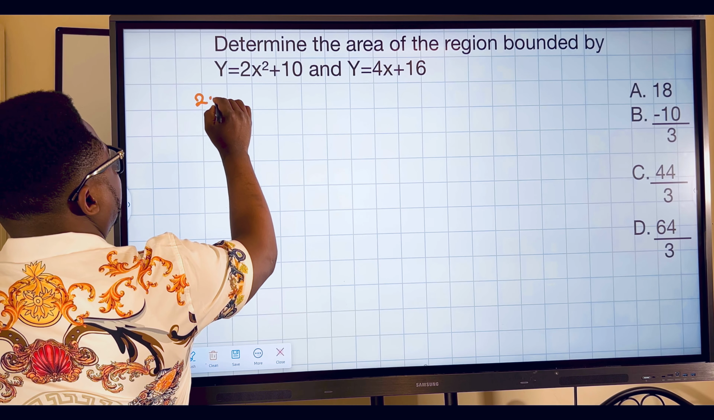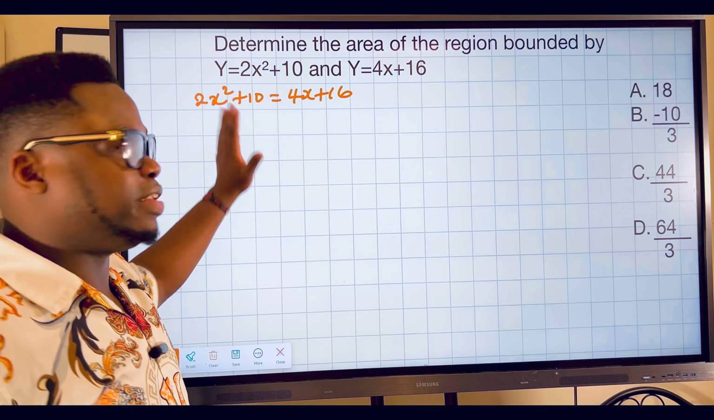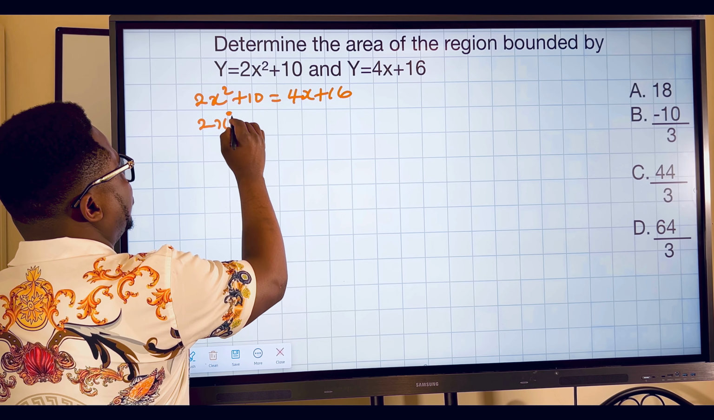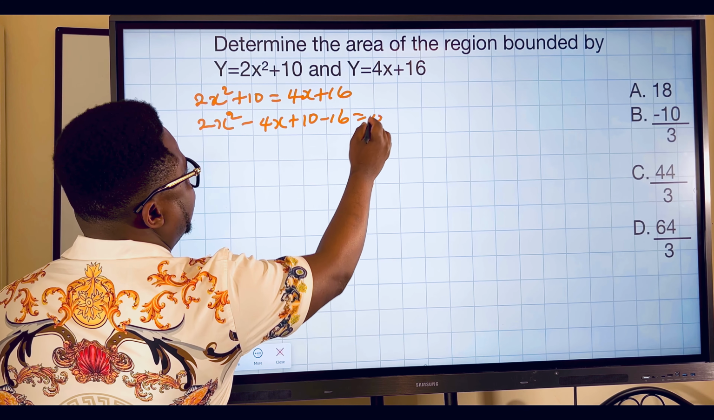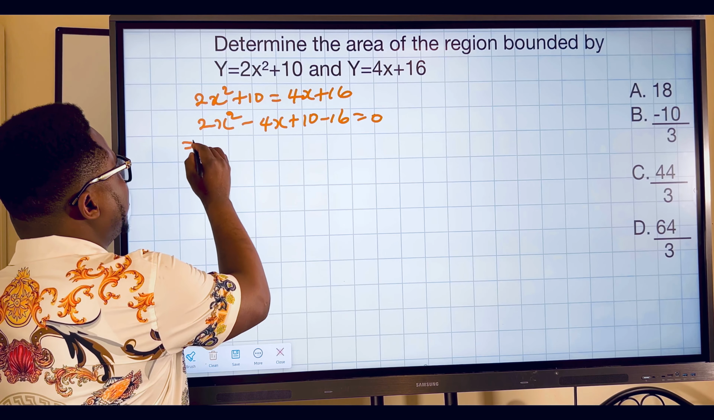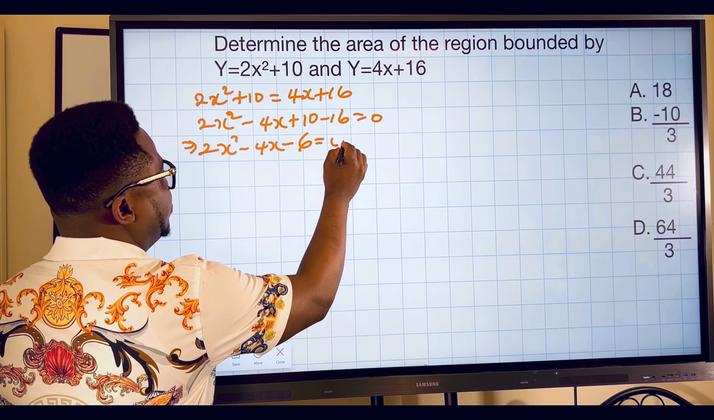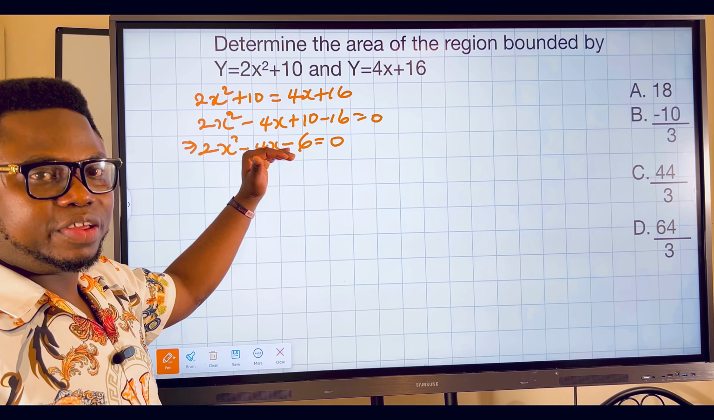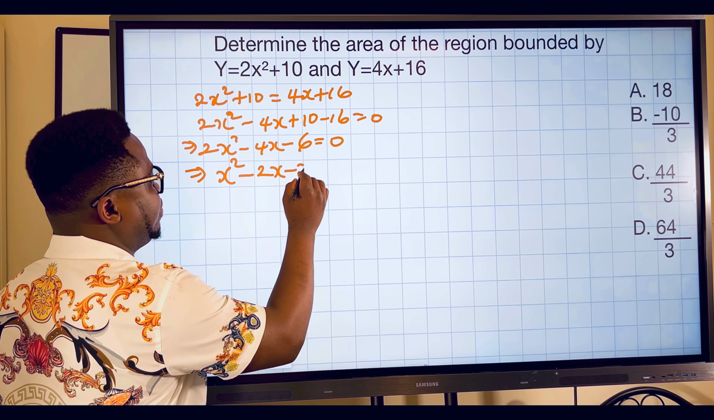So this is going to be 2x squared plus 10 is equal to 4x plus 16. Now I'm going to move 4x and 16 across the equal sign to the left hand side, and that is going to give me 2x squared minus 4x plus 10 minus 16 is equal to 0. Now if I simplify this, I'm going to have 2x squared minus 4x, and 10 minus 16 is going to give me minus 6, equal to 0. Now, if I reduce this further by dividing everything by 2, I'm going to have x squared minus 2x minus 3 is equal to 0.